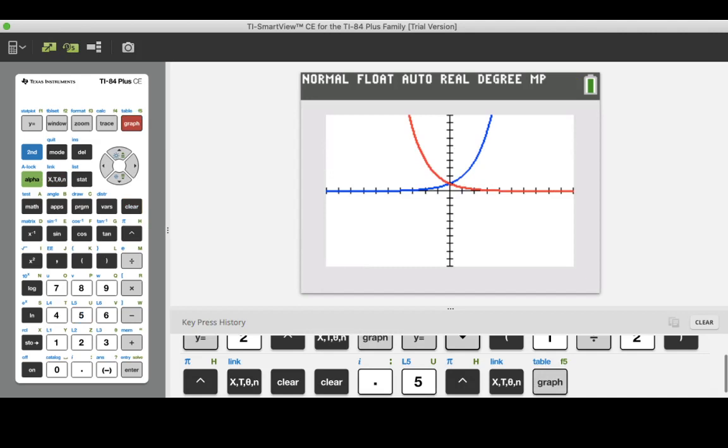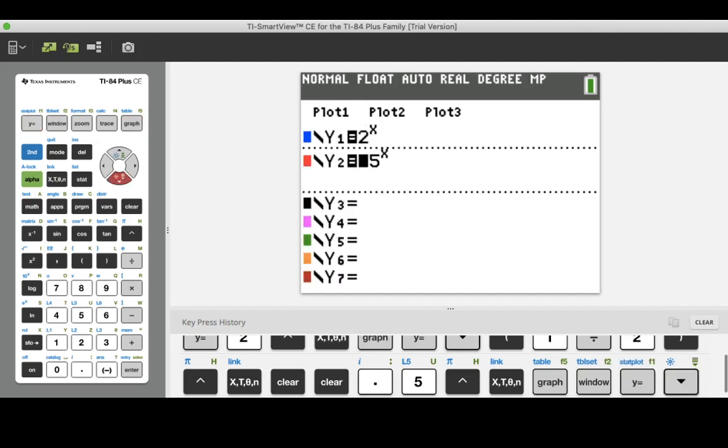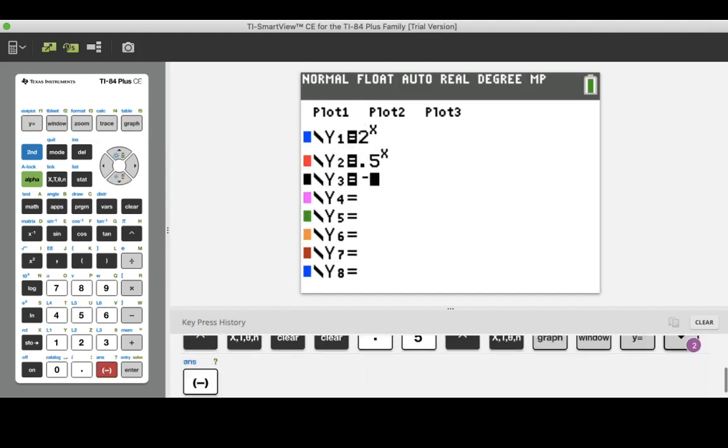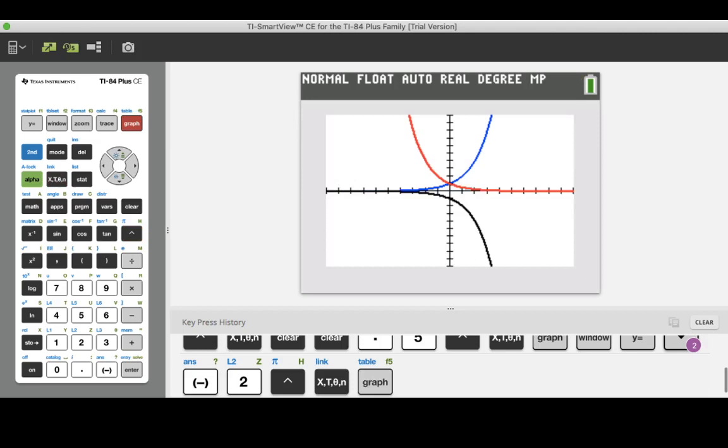Now we already know what that one looks like because we graphed that earlier. So we're getting the mirror image in the y-axis. We also should know what's going to happen when we do -2 to the power of x. Well, we saw that that was going to get us a reflection in the x-axis, and there it is. So the blue and the black one are mirror images of each other in the x-axis. The blue and the red one are mirror images of each other in the y-axis.